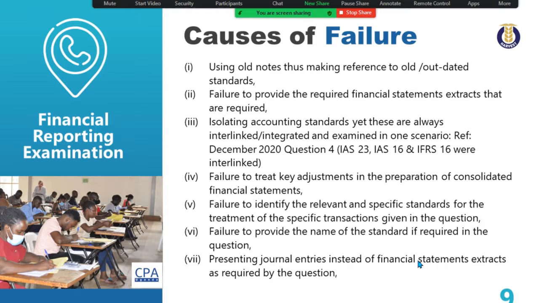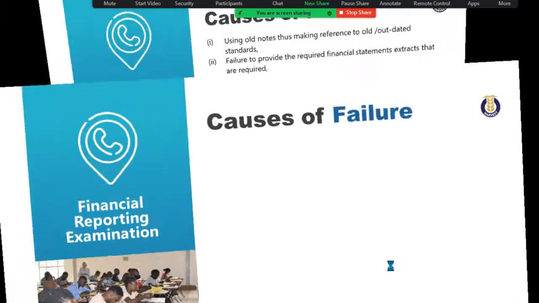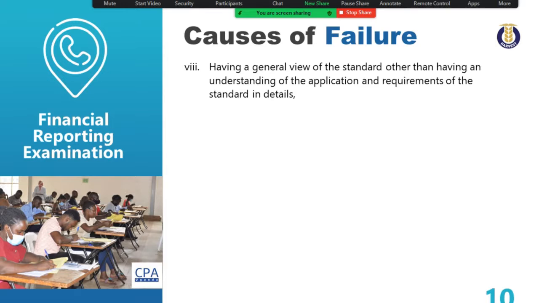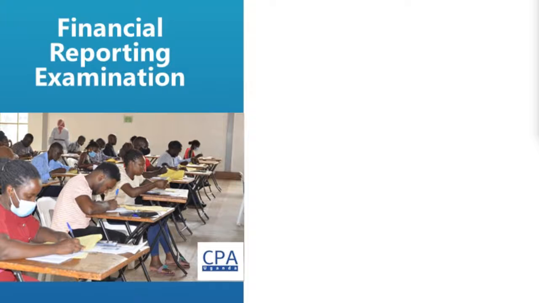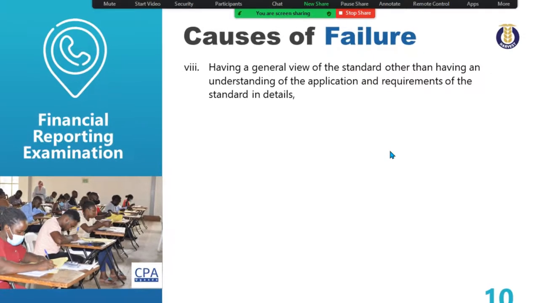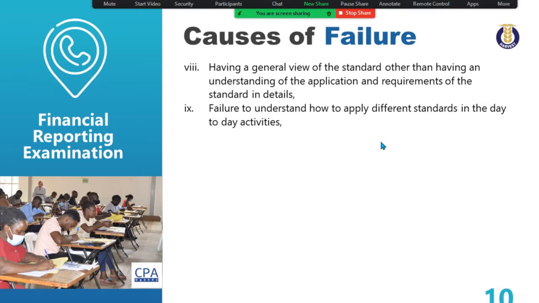Presenting journal entries instead of financial statements extracts as required by the question. Very many people present accounting entries, but they don't show how those entries affect the final statements. Okay, so that's another cause of failure. Having a general view of the standard other than having an understanding of the application and requirements of the standard in detail. People have a general view. Yes, they know how to apply IAS 38, but now when you take them into deeper application of the standard, they cannot do it. Failure to understand how to apply different standards in the day-to-day activities.